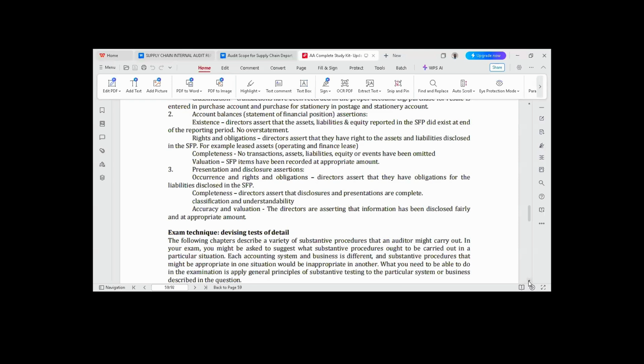Then your disclosures also, there are some transactions in this financial statement that you need to disclose. And that cuts across either the transactions in your statement of profit or loss, or the account balances in your statement of financial position.